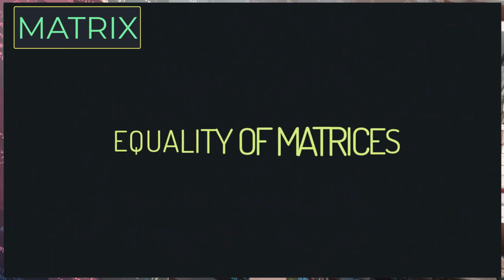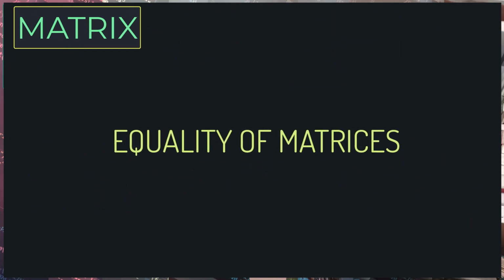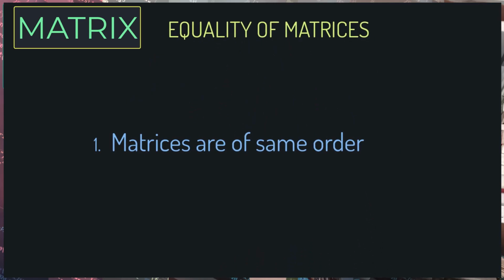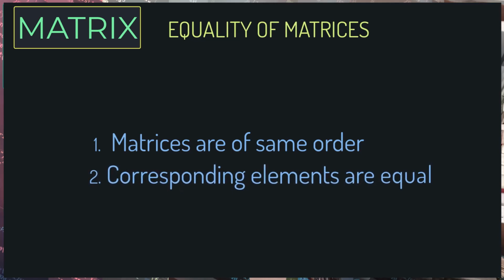Next, we talk about the equality of matrices. When do we say two matrices are equal? For that, we need to check two conditions. The first condition is about the order of the two matrices. Two equal matrices will have the same order. Second condition is about the elements. Equal matrices will have equal elements in their respective positions.